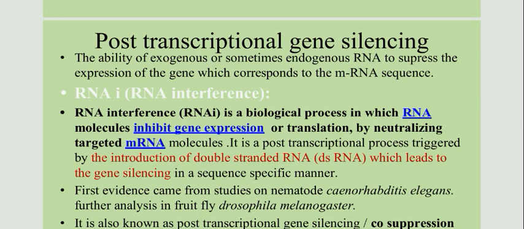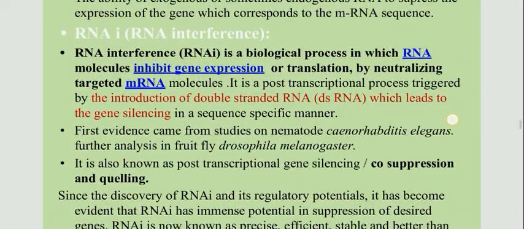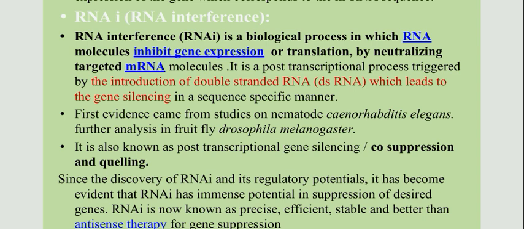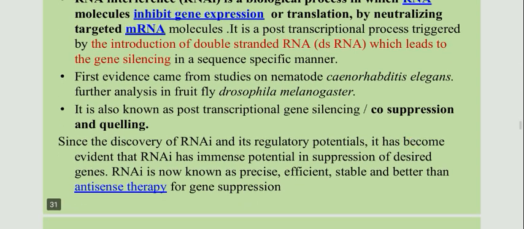The ability of exogenous or sometimes endogenous RNA to suppress the expression of the gene which corresponds to an mRNA sequence. RNAi is a biological process in which RNA molecules inhibit gene expression or translation by neutralizing targeted mRNA molecules. It is a post-transcriptional process triggered by the introduction of double-stranded RNA, dsRNA, which leads to gene silencing in a sequence-specific manner. First evidence came from studies on nematodes, Caenorhabditis elegans, and in Drosophila.